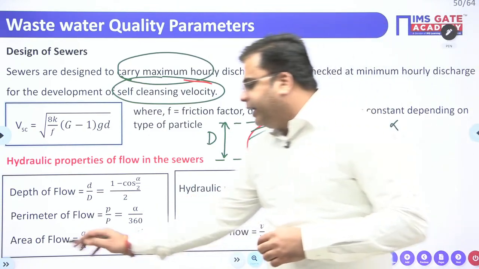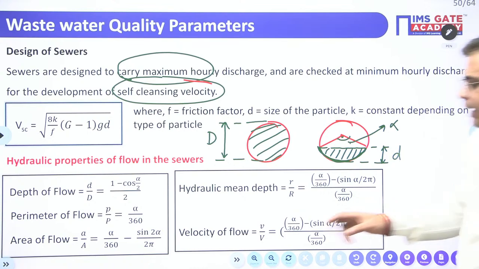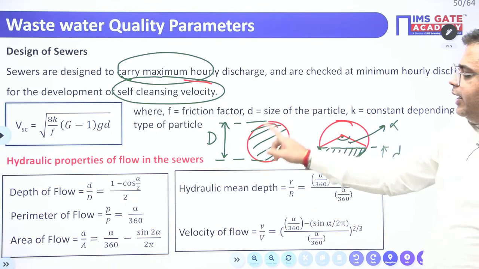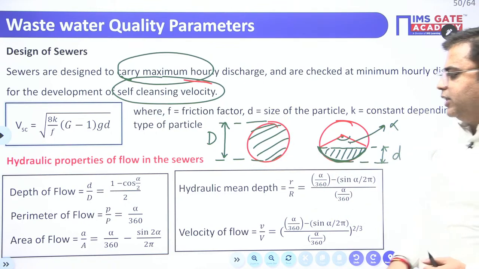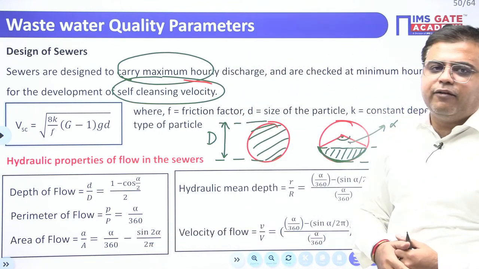When I talk about the area of flow, this small a is this area which I have shaded when the depth of flow is small d, and my capital A is the area of flow when the entire depth of capital D is used as the depth of flow, right? So this small a by capital A is equal to alpha by 360 minus sine alpha by 2 pi.